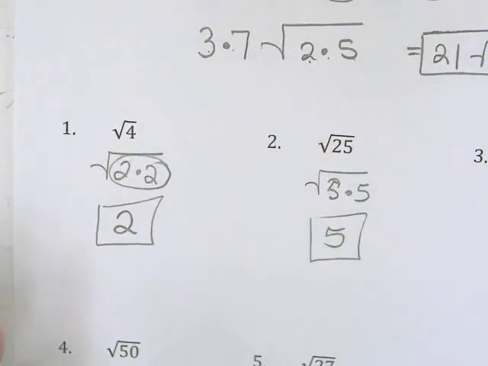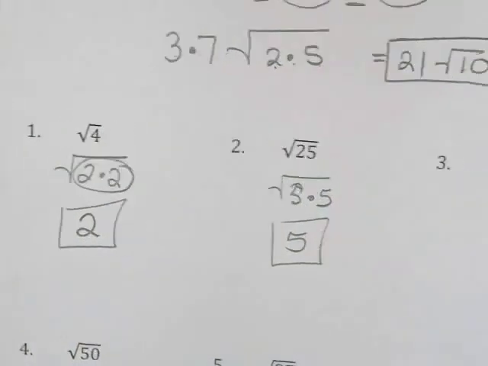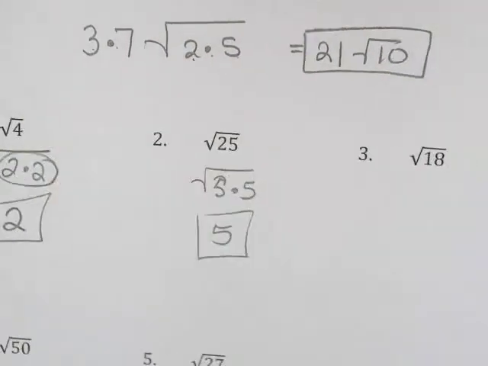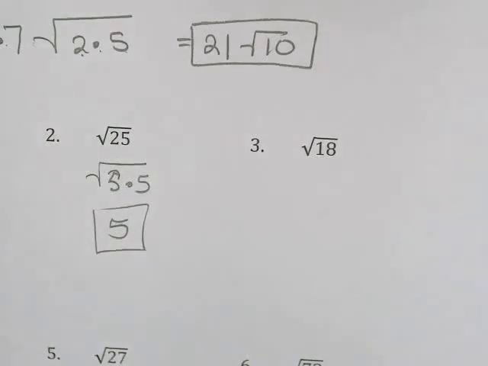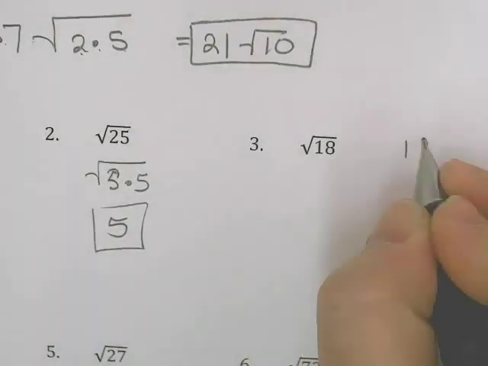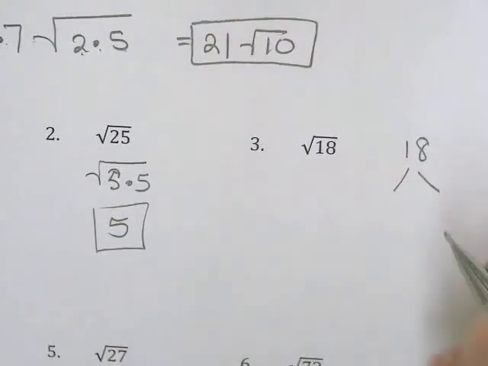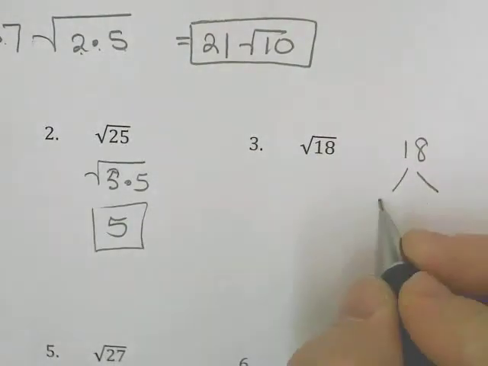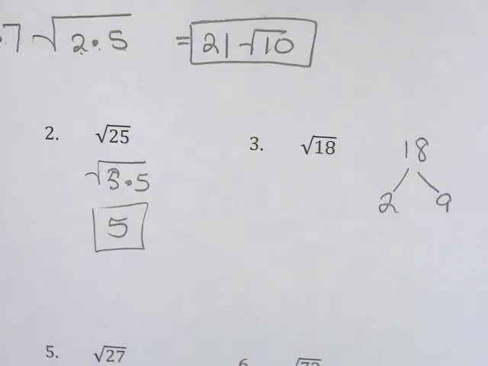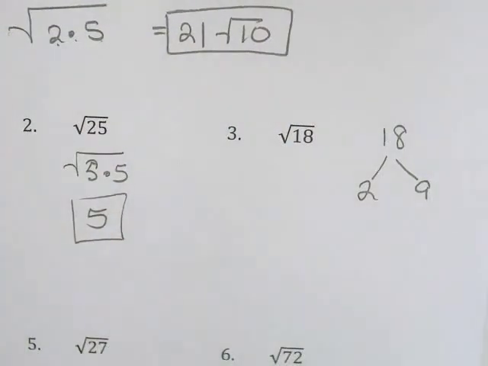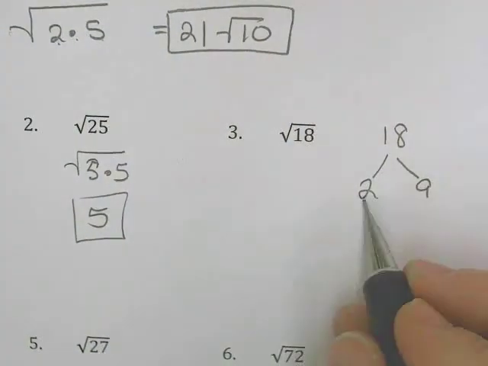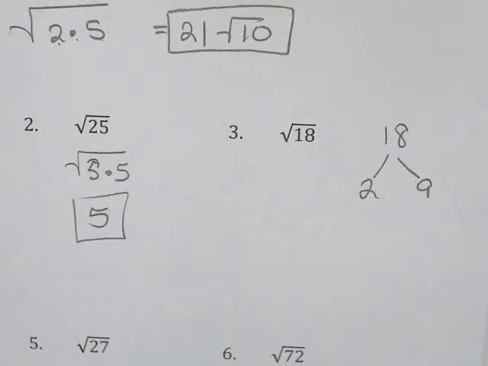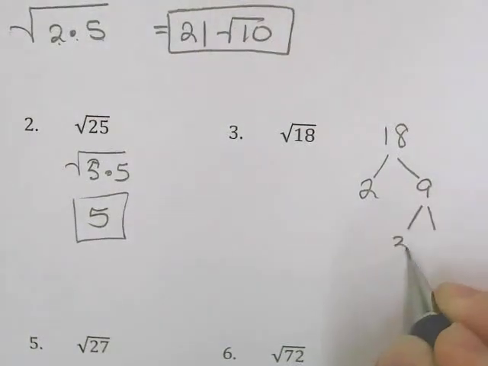Now 18 is when we finally get to one that doesn't work. 18 is not a square, so I have to do my factor tree. And I think, what two numbers go into 18? And there's a lot of different ways you could do it. 18 is 2 times 9. That's not a pair, so I got to keep going. I can't break 2 down, because I would just get 2 and 1, which really doesn't change it. But I can break 9 down. 9 is 3 and 3.